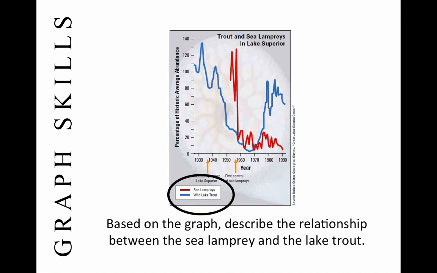You will also notice that the sea lamprey is shown in red and that the lake trout is shown in blue. This helps us to think about it too. Blue is the good one and red is the bad one.